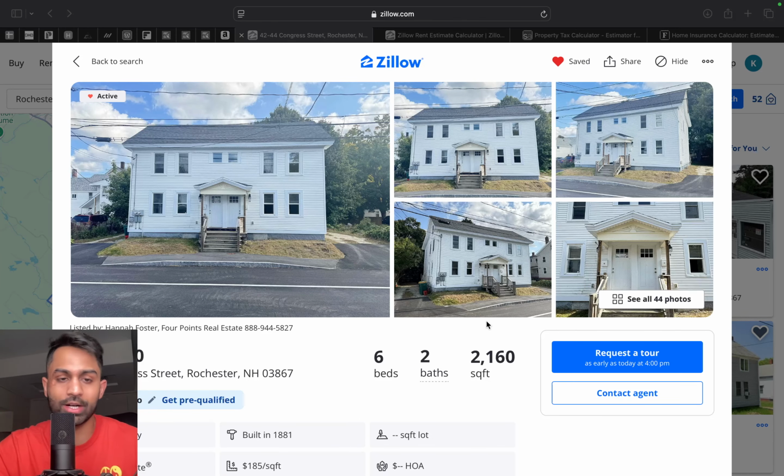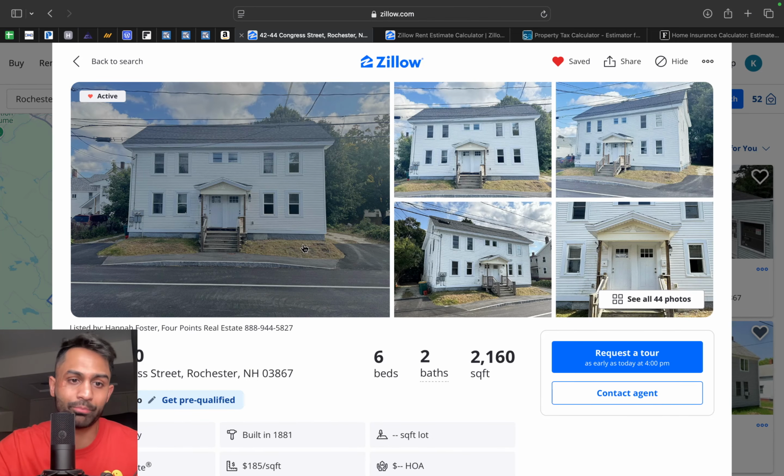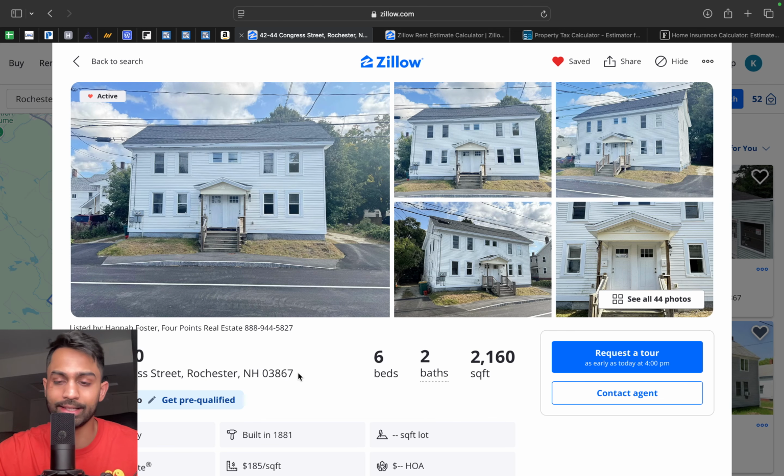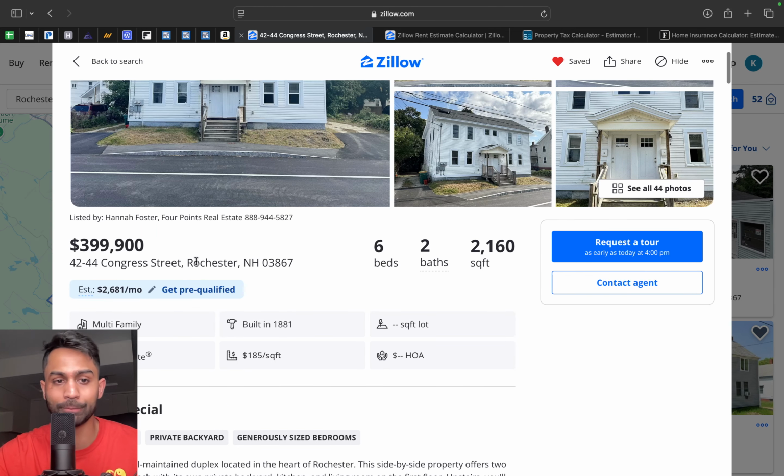First things first, I'm going to come over to Zillow, and this is a property that I'm particularly interested in right now. I'm not looking right now for apartments or condo units, certainly not manufactured units. I'm mostly looking for single-family homes or duplexes, triplexes, so in other words, multifamily. And this right here was a listing in Rochester, New Hampshire for a duplex, listed for almost $400,000. So we're going to run some numbers on this property. I'm going to go over everything, literally from start to finish.